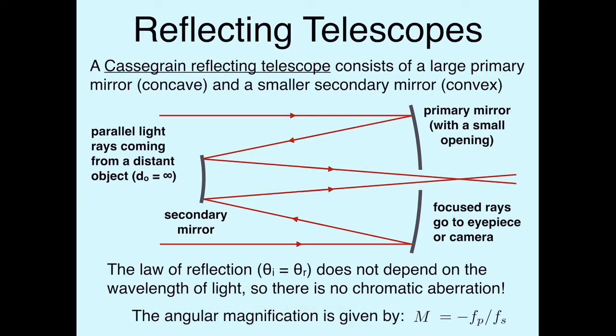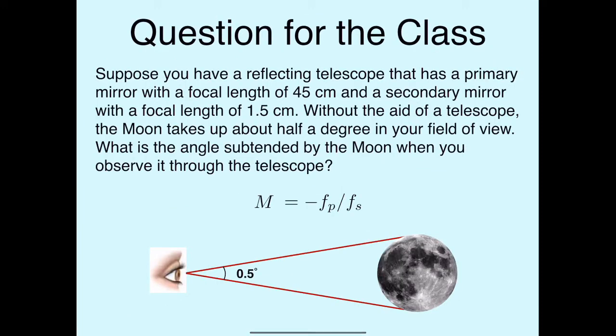So we're not going to derive this formula for the angular magnification. I'm just going to tell you what it is. The derivation is actually very similar to what we did for the refracting telescope. The angular magnification is given by m equals minus fp over fs. So fp is the focal length of the primary mirror. Fs is the focal length of the secondary mirror. So again, it's just the ratio of two focal lengths that gives you the magnification. So with that said, let's do an example.